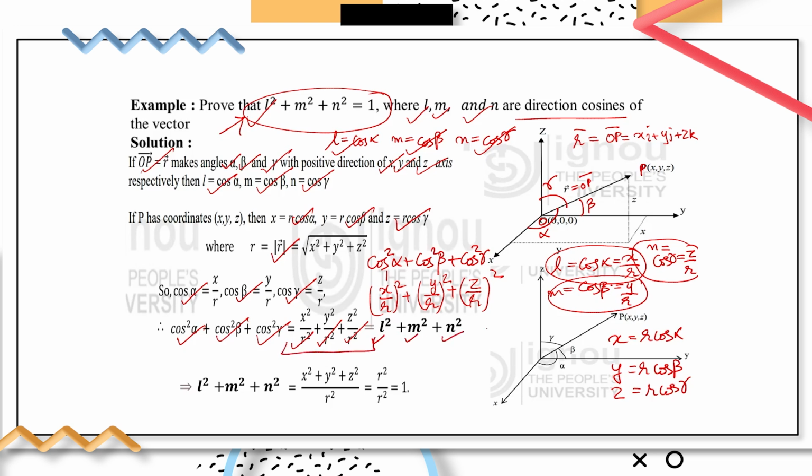Simplifying this expression, that is x square by r square plus y square by r square plus z square by r square, you can always rewrite that as (x square plus y square plus z square) by r square, and x square plus y square plus z square is nothing but r square. So there is r square in the numerator and r square in the denominator, they will cancel out and the answer will be 1. Hence, it is proved that L square plus M square plus N square is nothing but 1, which is an important identity for direction cosines.